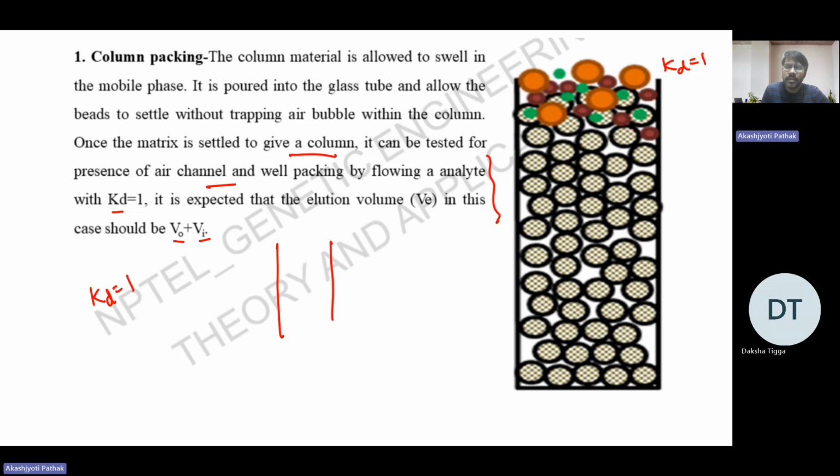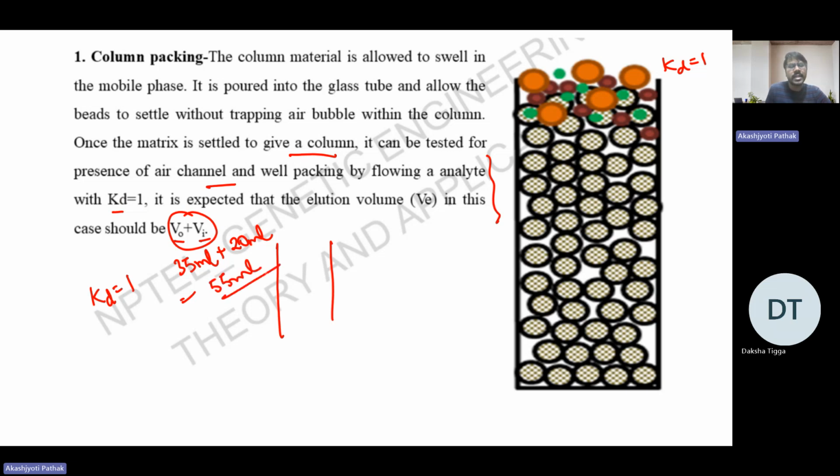So you pass a molecule which has Kd equal to 1, and you check at what volume you get that analyte. Say, for example, your void volume is 35 ml and your Vi is 20 ml. Then where will you get your analyte? You will get your analyte at 55 ml.